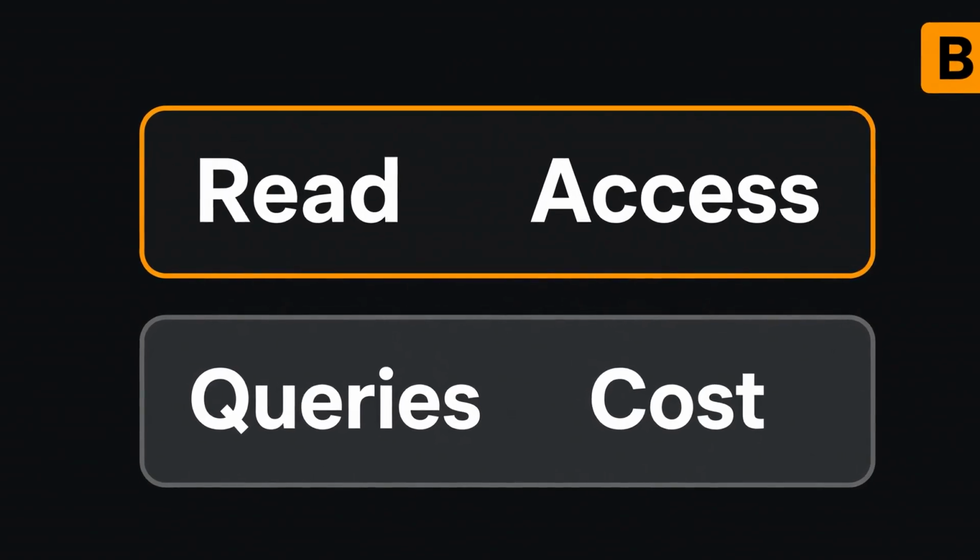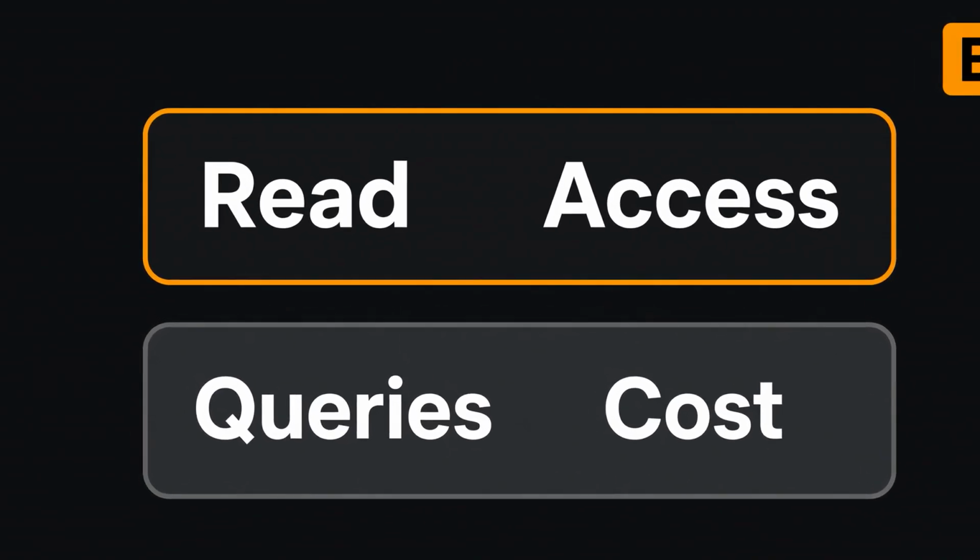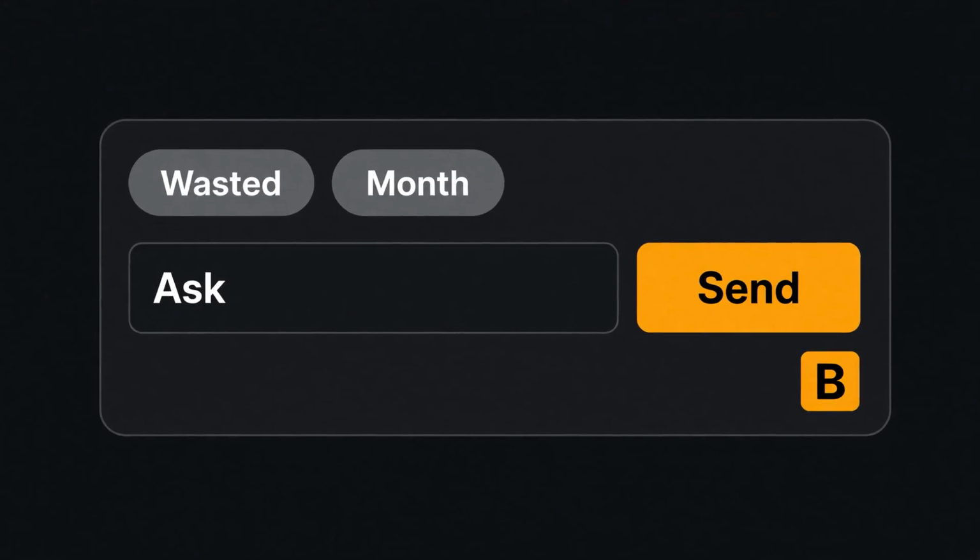Grant read access first so the agent can see queries and cost. You are not handing it the keys to publish. You are letting it read the same search term report you would open at a desk, only now it travels with you. Now ask in plain English.